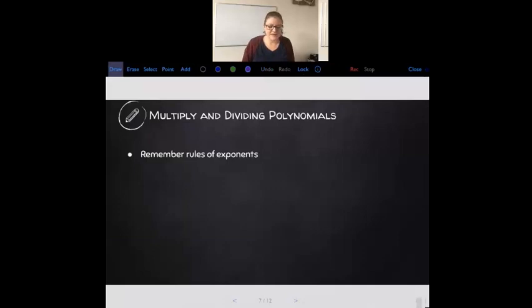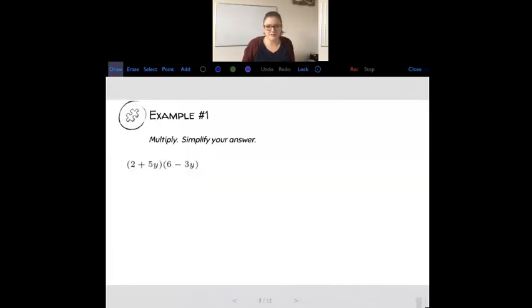When it comes to multiplying and dividing polynomials, my tip here for you is to remember the rules of exponents that we've talked about previously. Okay. So multiply, simplify your answer. So you may have learned this as FOIL, where you do first, outside, inside, last. That works when you have two terms in the first parentheses, 2 in the second. Otherwise, think of it as distribution.